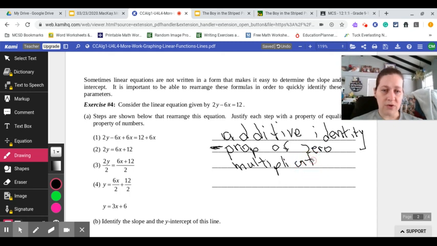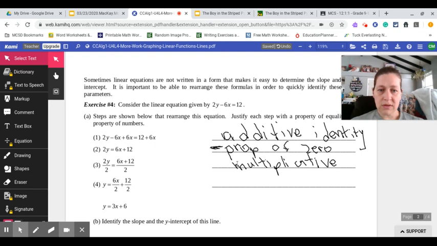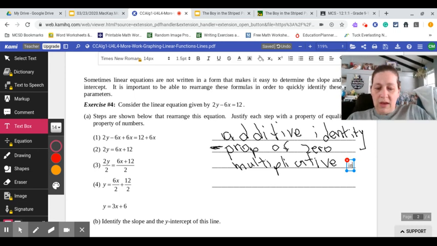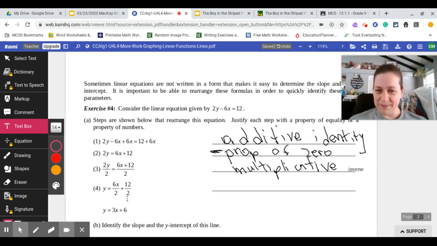I apologize for that. I probably should have used just the text box. Sorry, this is a new program to me, so I'm learning as we go. Inverse, let's see. Oh, they won't let me move it. Okay, so inverse. INVERSE. There we go. That probably looks a little bit nicer than my attempt at writing with a mouse.